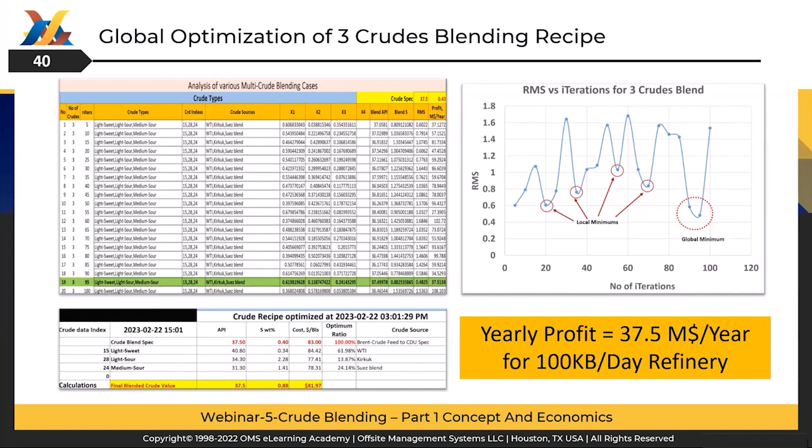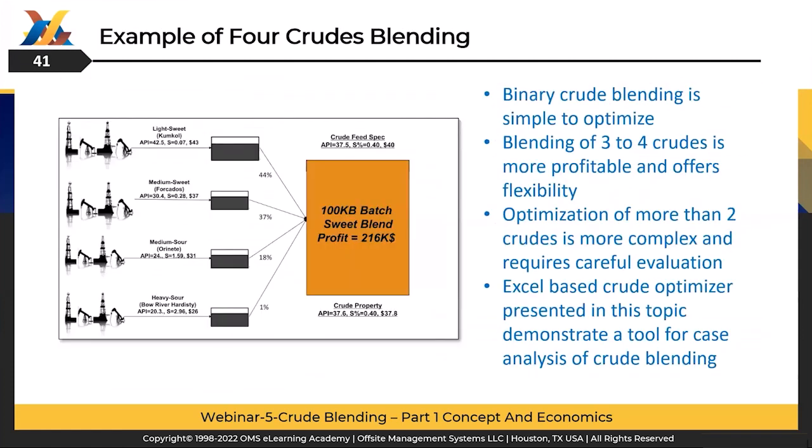If you're not sure, we can still run 100 more cases on top of it, and it will go further and confirm whether you're reaching a global optimum or not. And once it reaches a global optimum, then the recipe is generated and gives you the profit, which is $37.5 million per year, 100,000 barrels per refinery. So I'll give you an example of 4 crudes blending, and you can run the crude blending in terms of optimizing the recipe for the 4 crude blending using the same calculator or same technique.